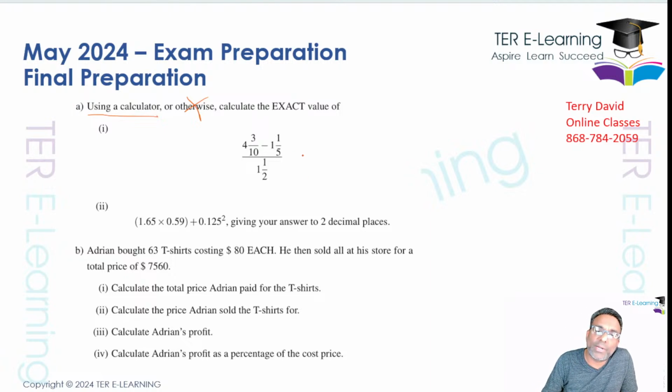What I will do in a question like this is work out the numerator first. So that's 4 and 3 over 10 minus 1 and 1 over 5, so that's 3 and 1/10. The top part is going to be 3 and 1 over 10, and we're dividing that now by 1.5.